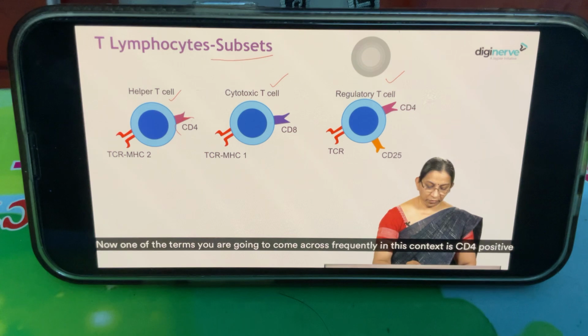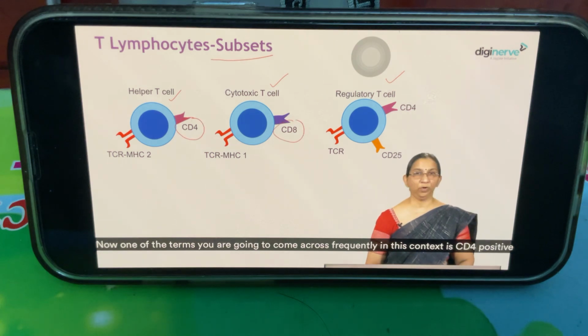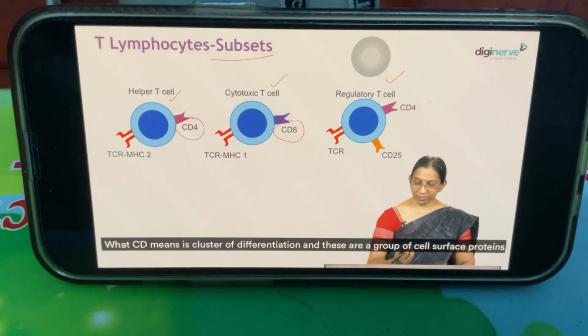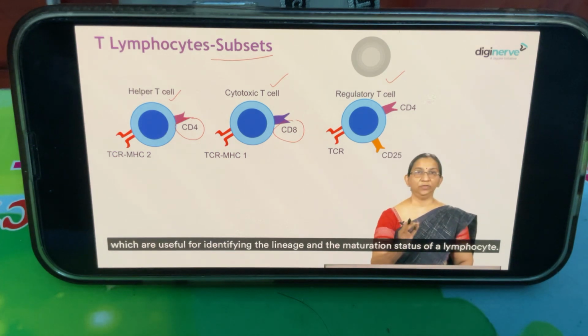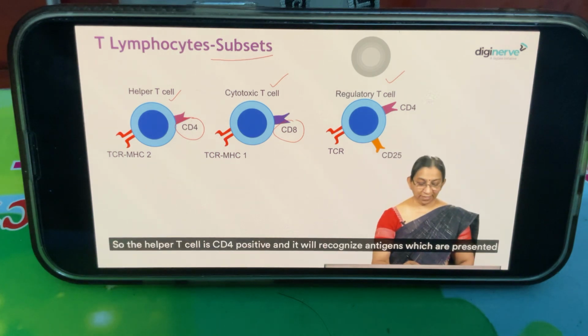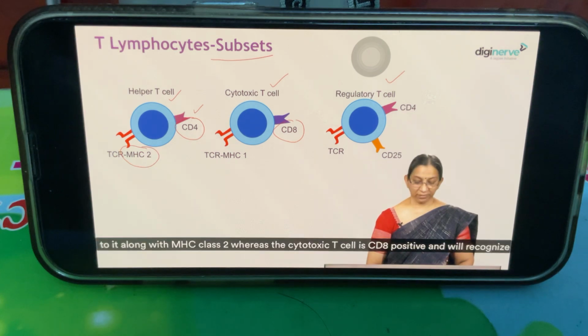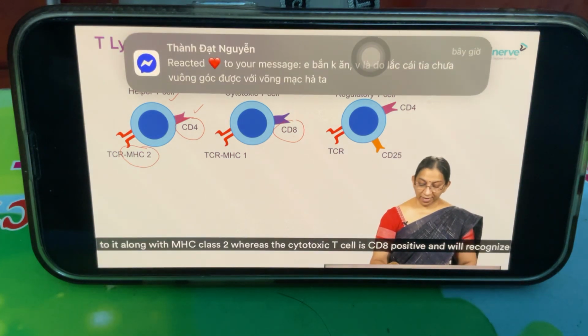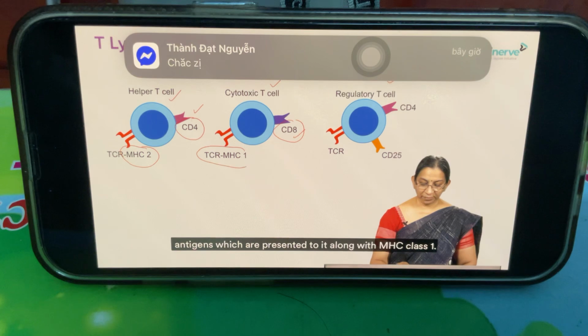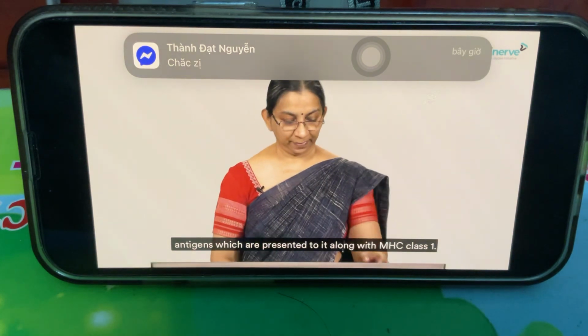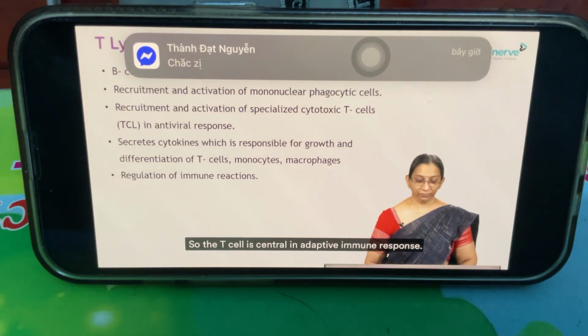Now, one of the terms you're going to come across frequently in this context is CD4 positive and CD8 positive. What CD means is cluster of differentiation, and these are a group of cell surface proteins which are useful for identifying the lineage and the maturation status of a lymphocyte. So the helper T cell is CD4 positive, and it will recognize antigens which are presented along with MHC class 2. Whereas the cytotoxic T cell is CD8 positive and will recognize antigens which are presented to it along with MHC class 1.